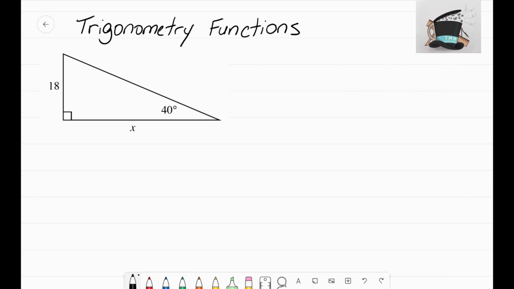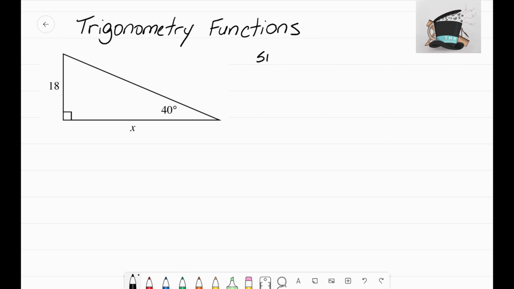Now, in order to use trigonometry functions, we need a right triangle. We need a triangle that has a right angle, where we need to know at least two pieces of information. We either need to know an angle and one side, or we can know two sides and not know the angle, but we need to always have at least two pieces of information. So let's recap how these functions work.